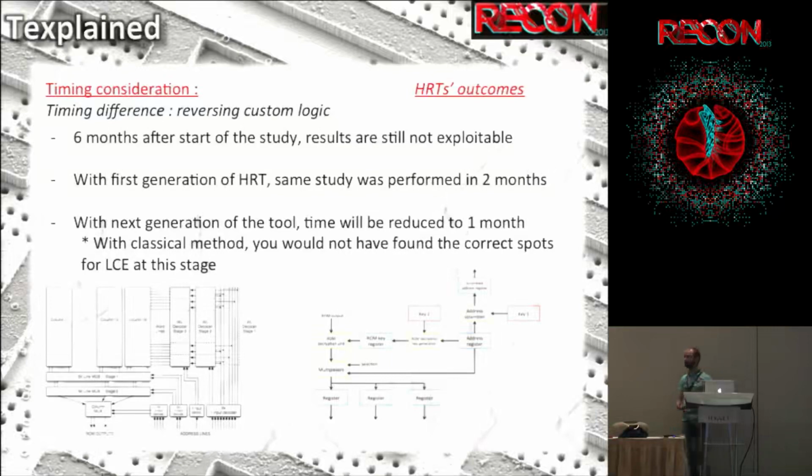So we did the same study basically in 2 months, with errors. Too bad. With the next stage, you can do the same thing, I guess, in 1 month. In 1 month, you will have the time to take the pictures, to create the netlist, to find the spot for linear code extraction, maybe to perform it. And for sure, as you have the netlist, you can also simulate the encryption function. That was this, by the way.